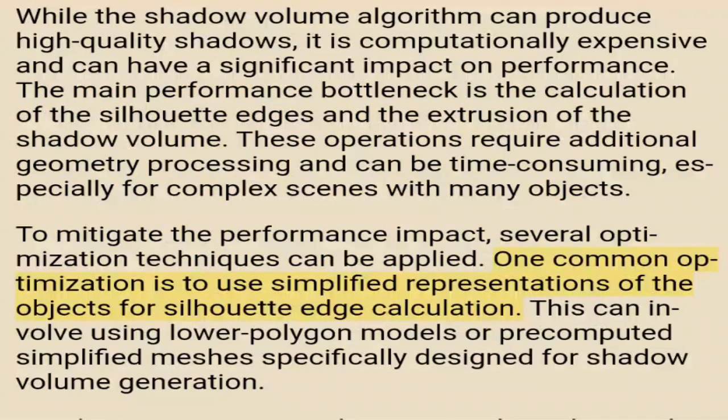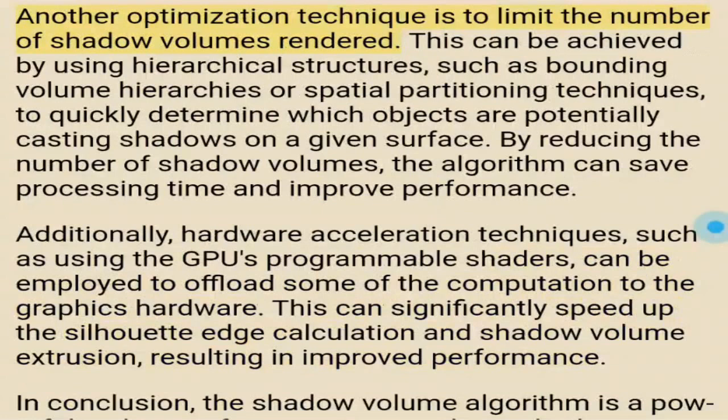One common optimization is to use simplified representations of the objects for silhouette edge calculation. This can involve using lower polygon models or precomputed simplified meshes specifically designed for shadow volume generation. Another optimization technique is to limit the number of shadow volumes rendered. This can be achieved by using hierarchical structures, such as bounding volume hierarchies or spatial partitioning techniques, to quickly determine which objects are potentially casting shadows on a given surface. By reducing the number of shadow volumes, the algorithm can save processing time and improve performance.